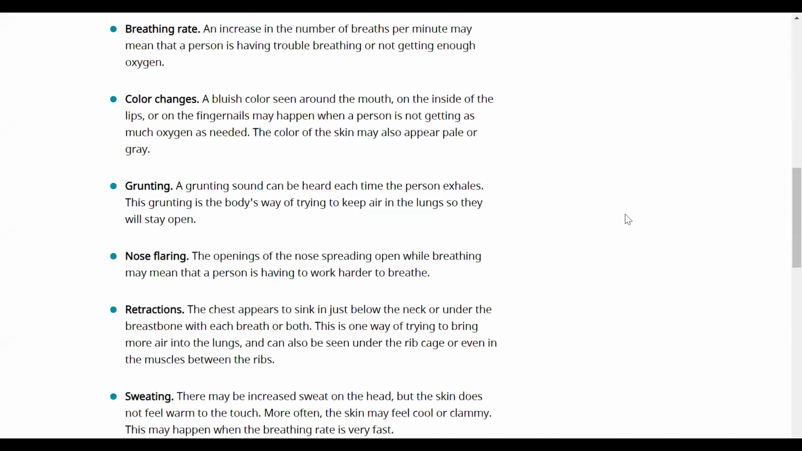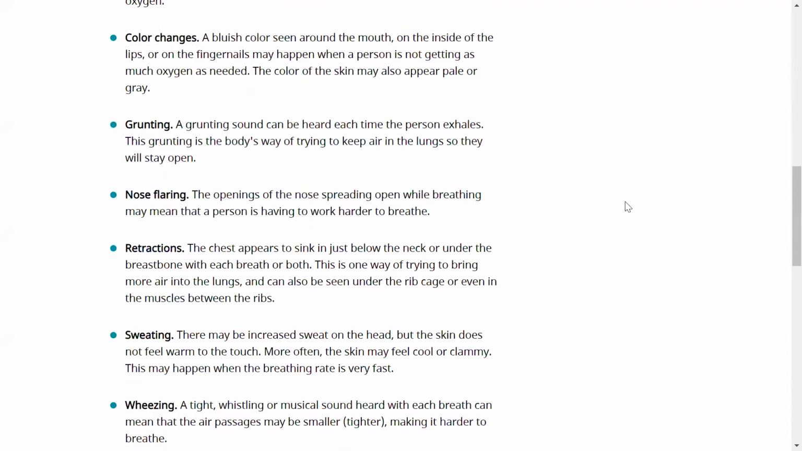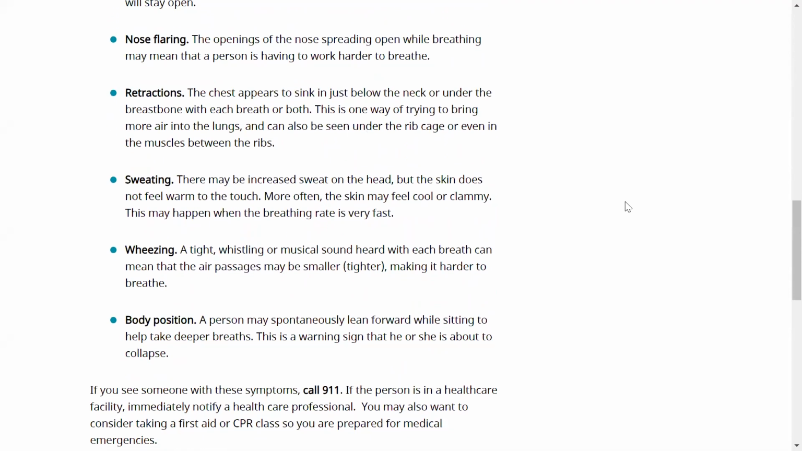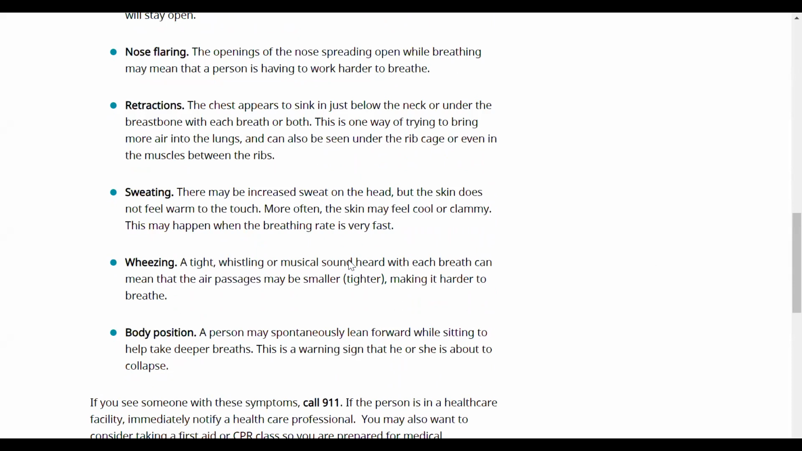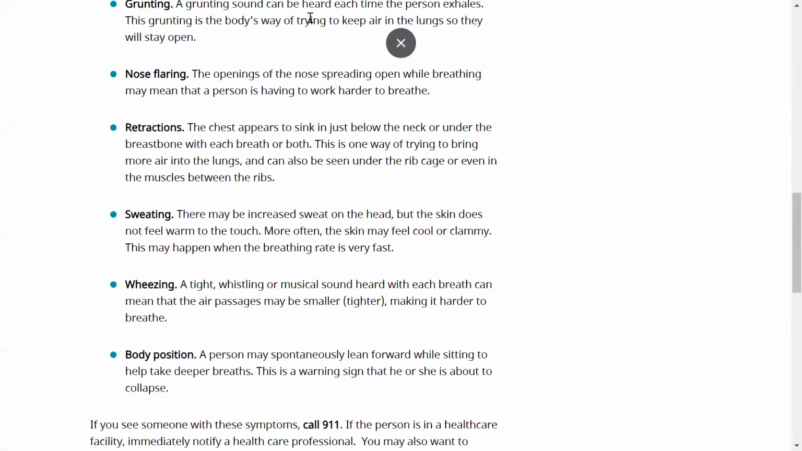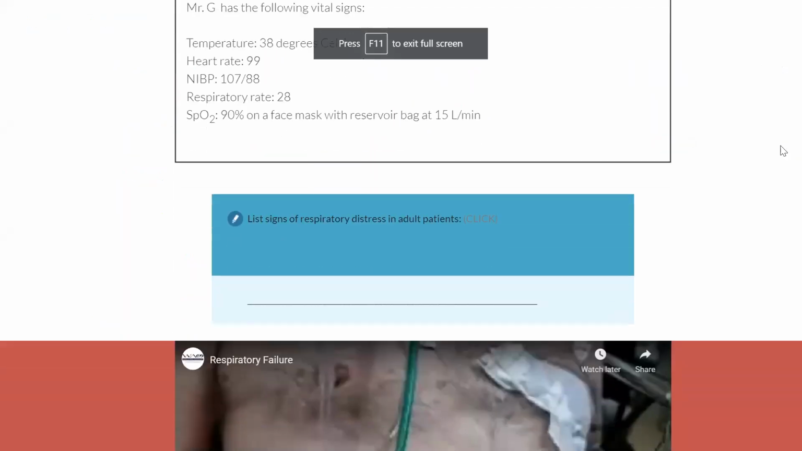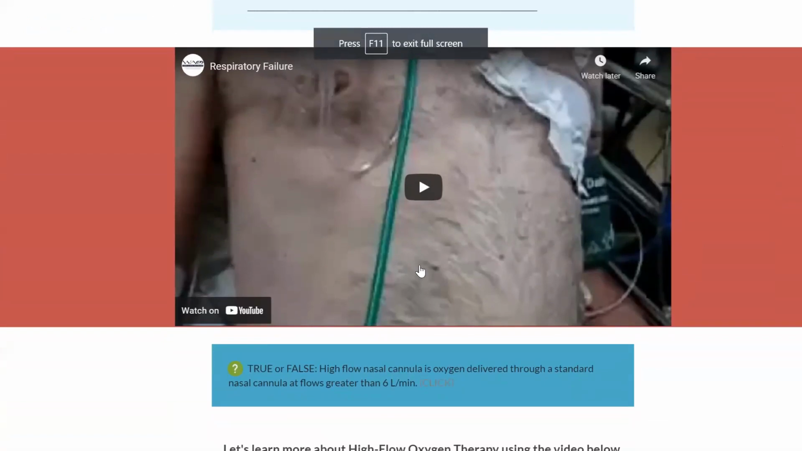So retraction, I think people are used to this. We'll see that on the video. Sweating, wheezing, body position when the patient is leaning forward to take deeper breaths. So those are a few examples of signs of respiratory failure. So we can go back and watch the video of the patient for a few seconds.